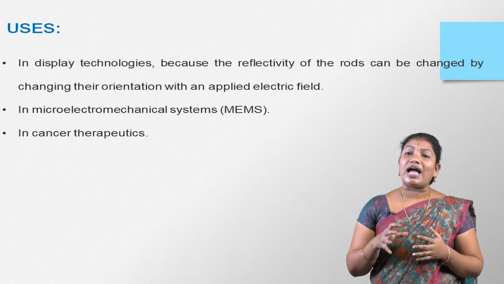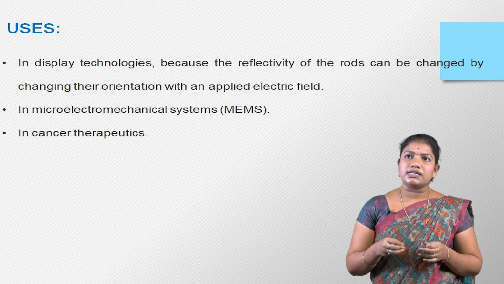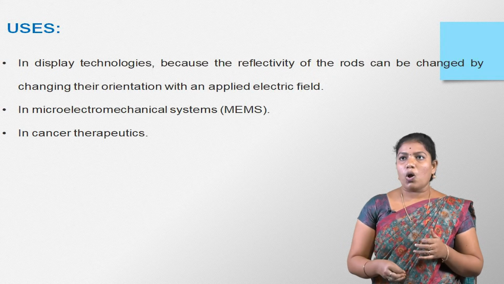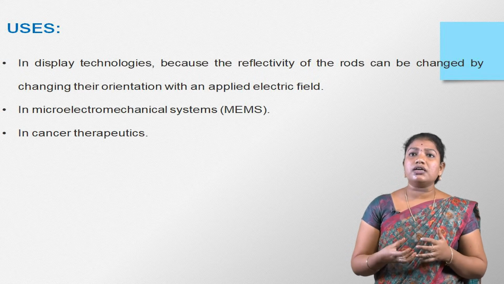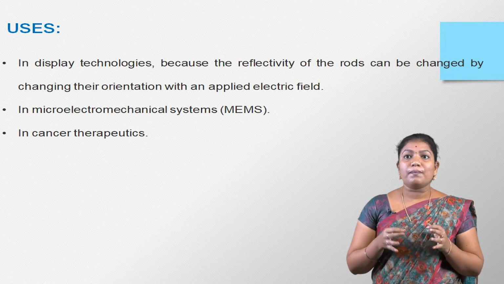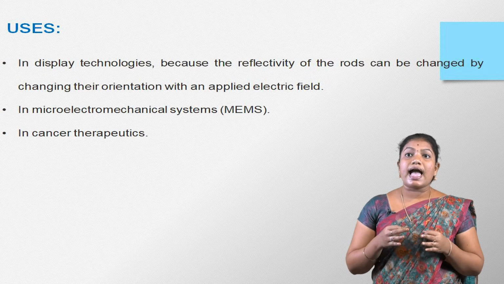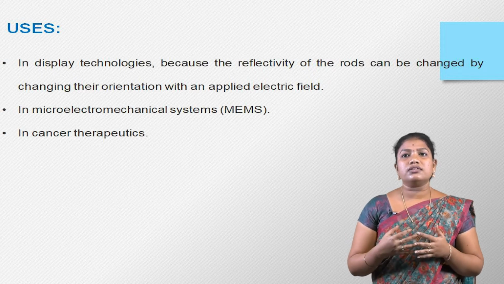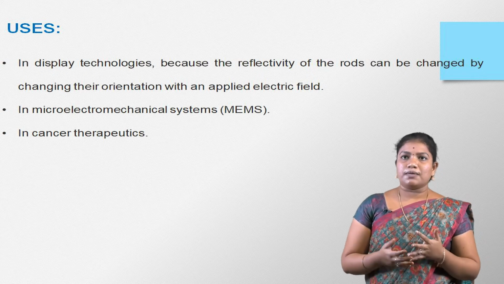Next, uses of nanocarbon tubes. In display technology, because the reflectivity of the rods can be changed by changing their orientation with the applied electrical field. The next one, microelectromechanical systems, or MEMS. The last one is cancer therapeutics. Carbon nanotubes are mainly used in cancer therapeutics.